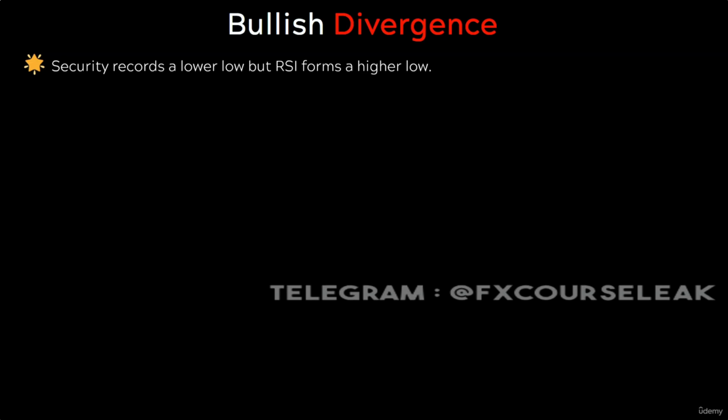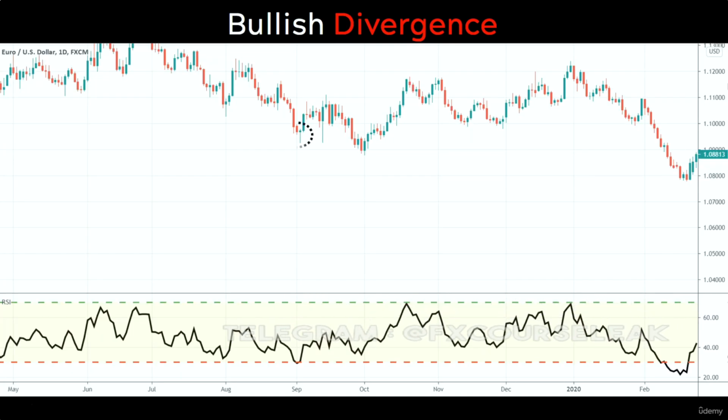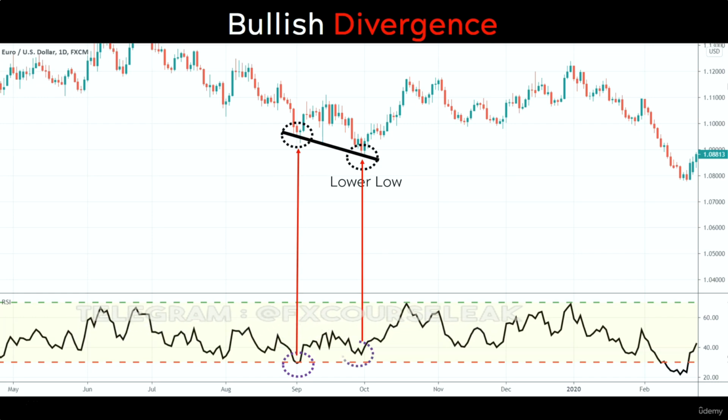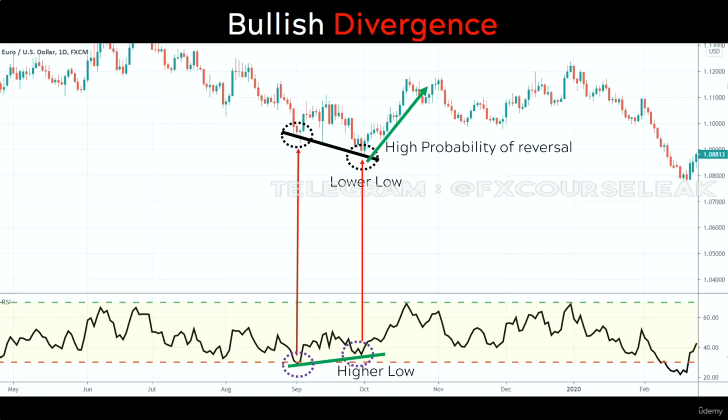Friends, just notice this Euro USD chart. Notice this bullish divergence here. As you can see, the price here is making a lower low, but on the contrary, RSI is making a higher low. And you can also notice the trend reversed after formation of this strong bullish divergence.